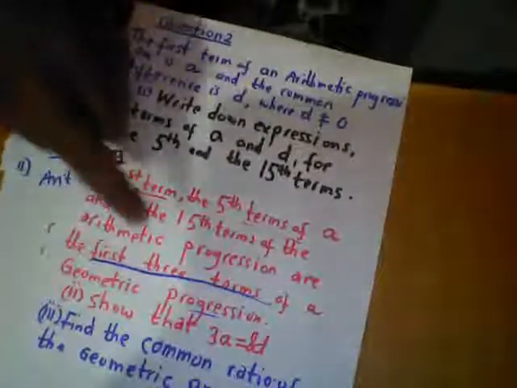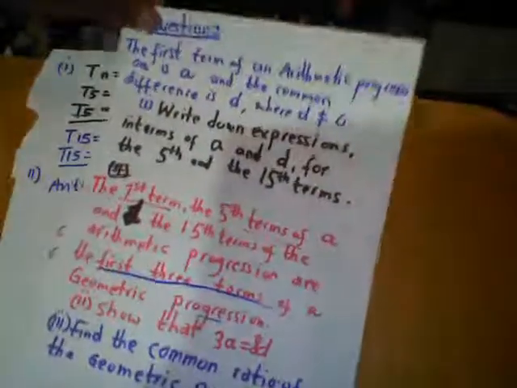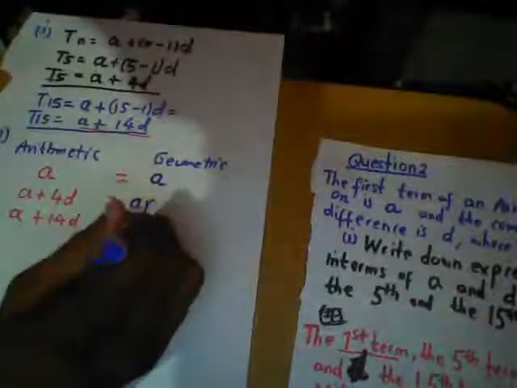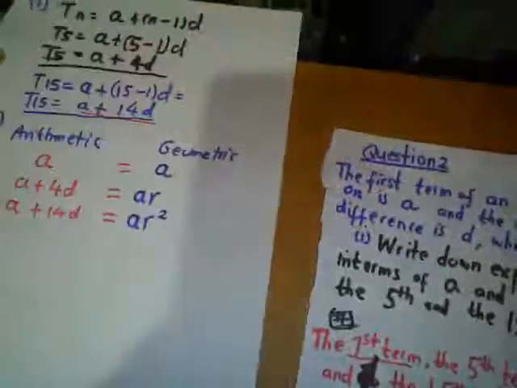15th of arithmetic is going to be equal to third of geometry. So this is going to be equal to ar squared, the third term, so n is 3, and 3 minus 1 equals 2. So we now have three equations. So let's prove that.